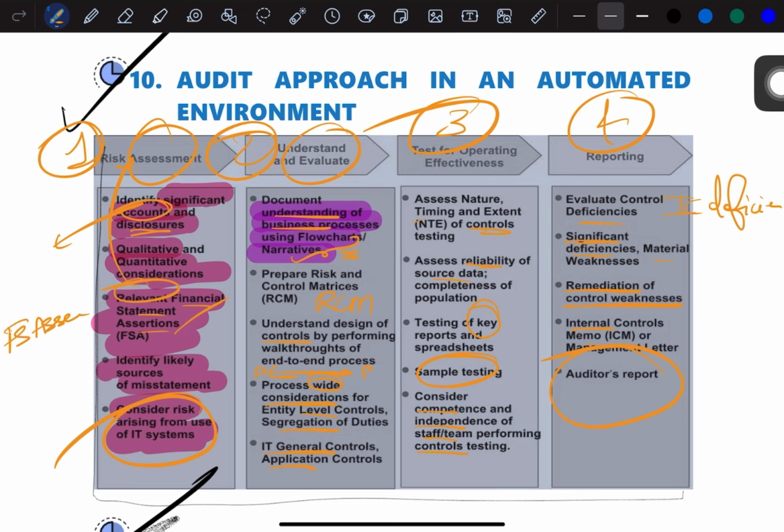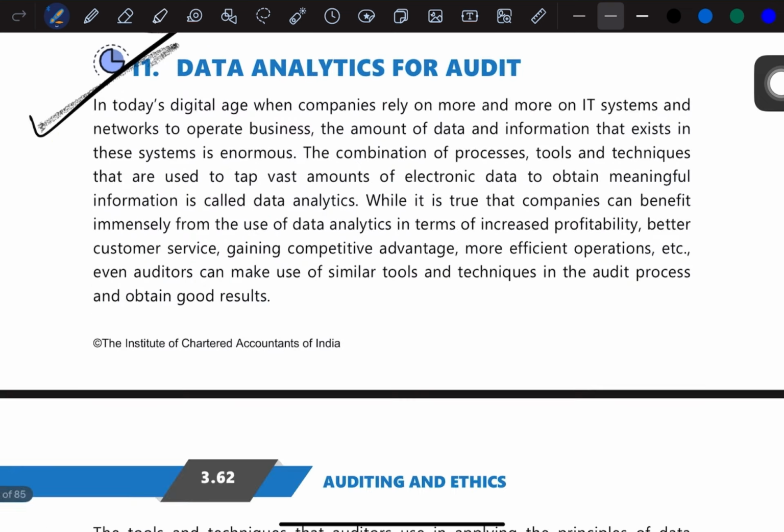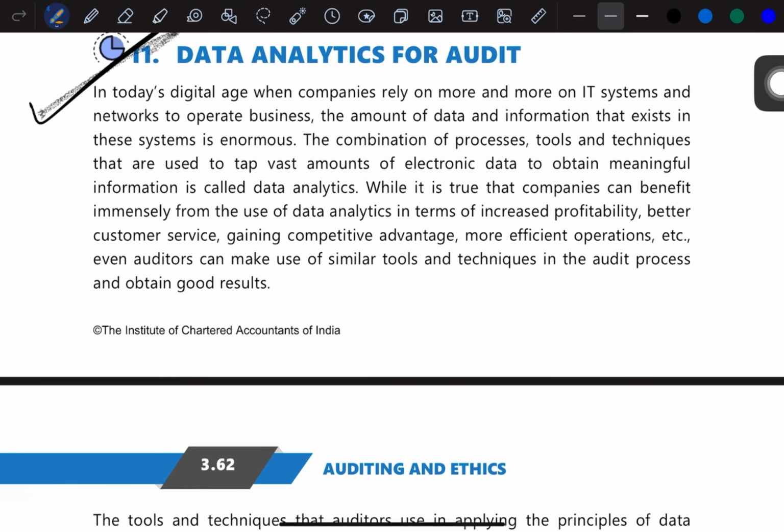First step, risk assessment. Second step, understand and evaluate. Third step is test for operating effectiveness, and fourth step is reporting. That's it. Next, data analytics for audit.